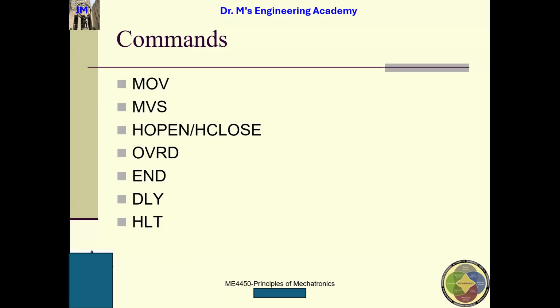OVRD is used to change the speed. And END is the last statement, which I use to tell the system that this is the end of the program. And DLY means that I want to delay for several seconds: DLY space a number, and this number's unit is seconds. What I told you about delay is that we can use delay to ensure that the industrial robot's hand moves to the positions precisely.